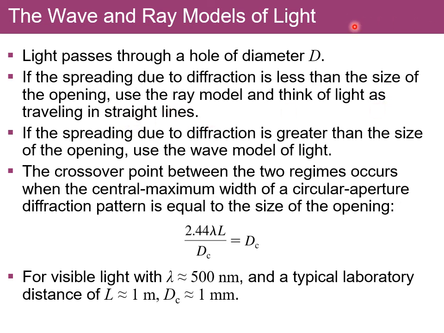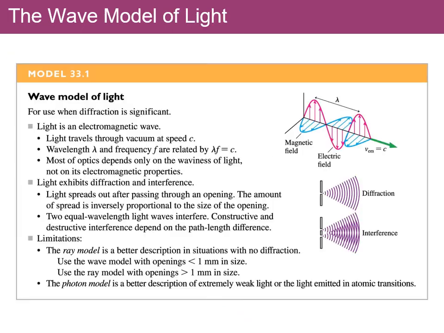If the spreading due to diffraction is greater than the size of the opening, then use the wave model of light. The crossover point between the two regimes occurs when the central maximum width of a circular aperture diffraction pattern is equal to the size of the opening, namely 2.44 lambda L over d_c equals d_c. For visible light of roughly 500 nanometer wavelength with a screen separation of roughly 1 meter, d_c becomes roughly 1 millimeter.